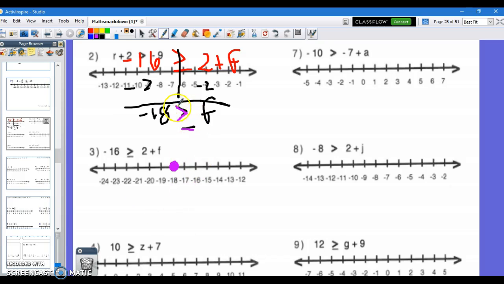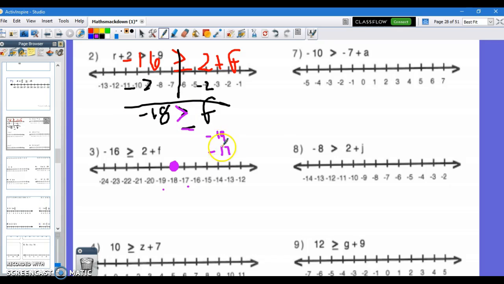But remember, if you have the equal sign with it, greater than or equal to, you have to close in that dot on the number line, okay? That tells us that negative 18 can be part of our solution set. Okay, so now that I have negative 18 right here, I'll take a look at the numbers that I have beside it. That would be negative 19, negative 17. Plug that in for your variable.